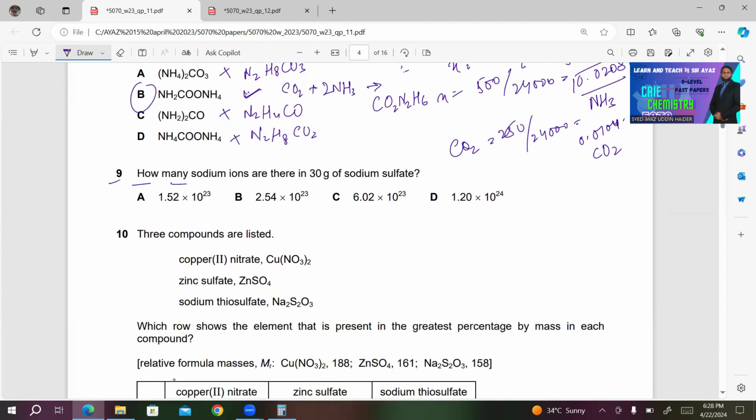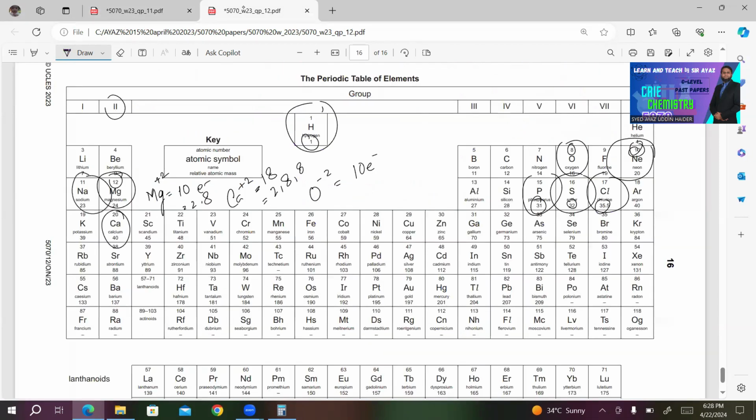9. How many sodium ions are there in 30 grams of sodium sulfate? First of all, I will convert this gram of sodium sulfate into moles. What is the formula of sodium sulfate? Sodium ion is Na, sulfate is SO4. You have to learn that SO4 must carry a -2 charge. Sodium is in group 1, so it carries a +1 charge.